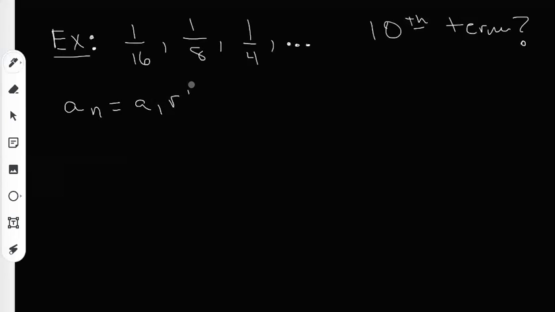So a1 times r to the n minus 1. I know this sequence is geometric because we're multiplying by something each time to get to every single term. So what are we multiplying by to get from 1/16 to 1/8? We're multiplying by something, right? Whatever that something is going to be, that's going to be our r, our common ratio. So what are we multiplying by? We're multiplying by 2.